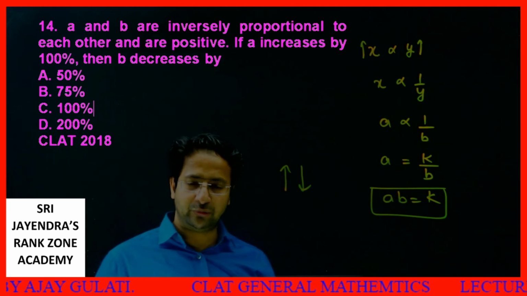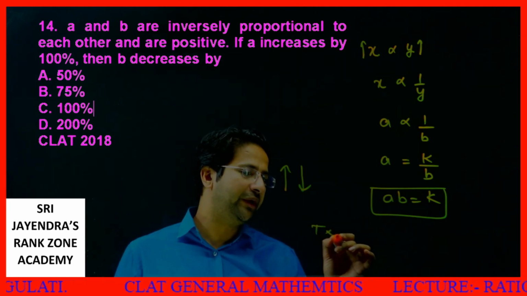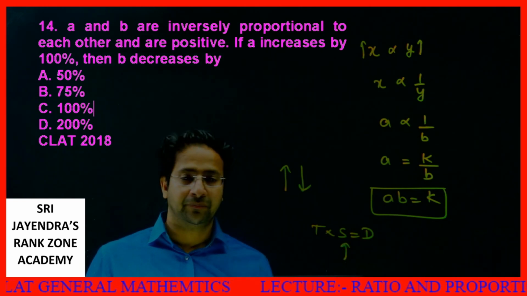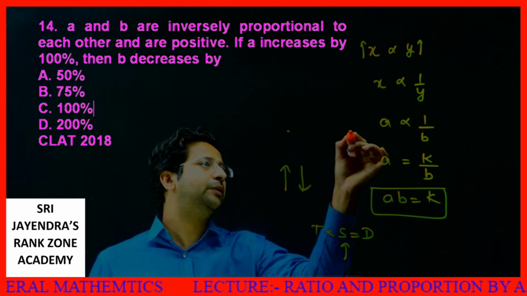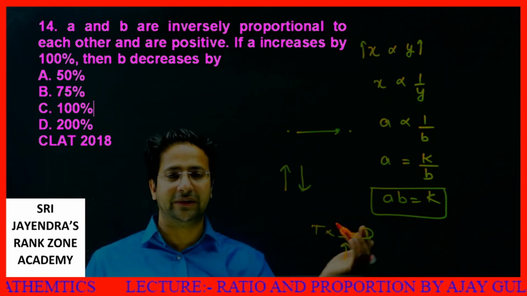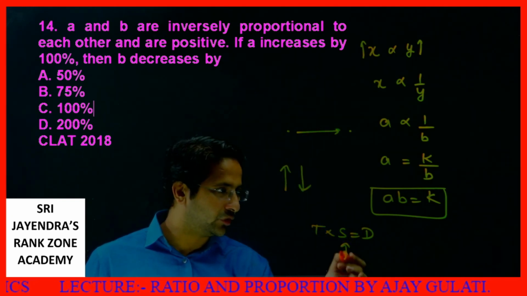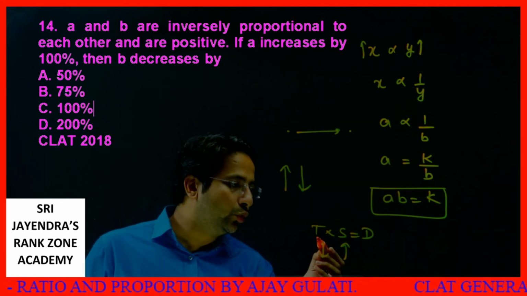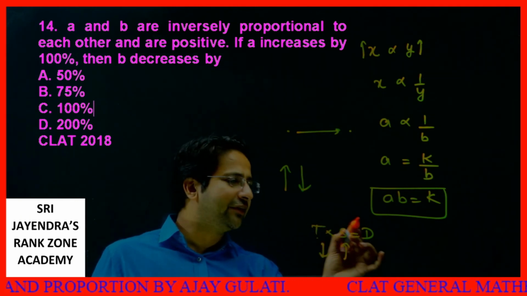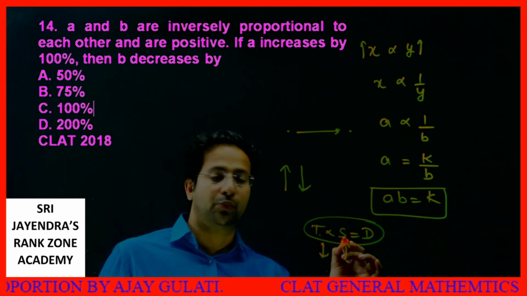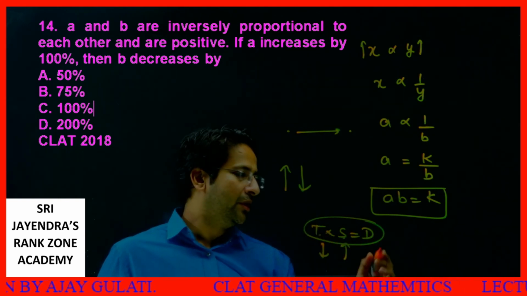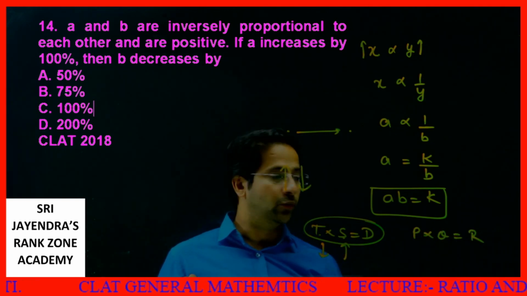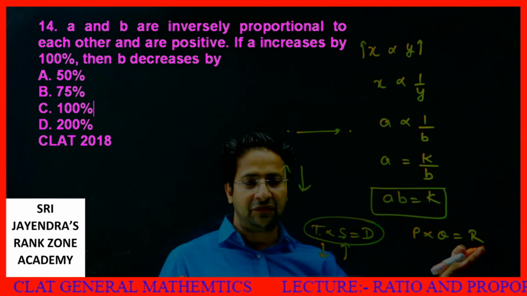Like time, speed and distance. We know time into speed is equal to distance. If you increase your speed, let's say I need to go from this place to this place, then my time will automatically decrease. So if speed increases, time decreases. So when does this happen? This happens when in any expression two things are multiplied to give a product. P into Q multiplied to give a revenue. Price into quantity gives revenue.